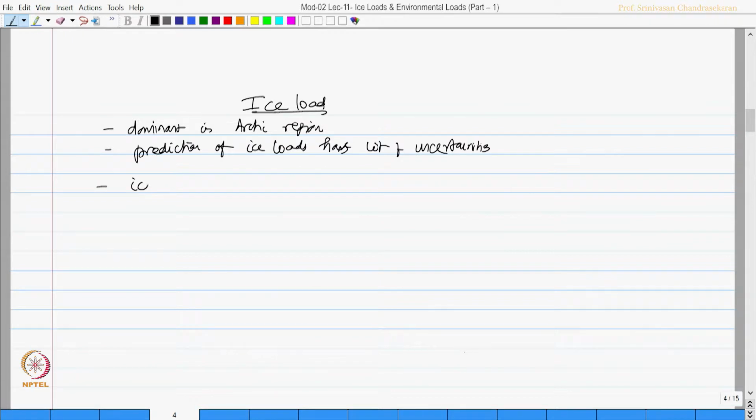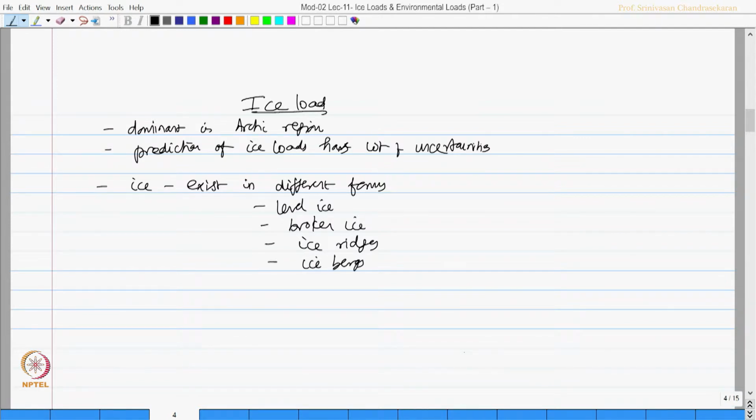Ice actually exists in different forms like level ice, broken ice, ice ridges and icebergs. Ice can result in various effects.